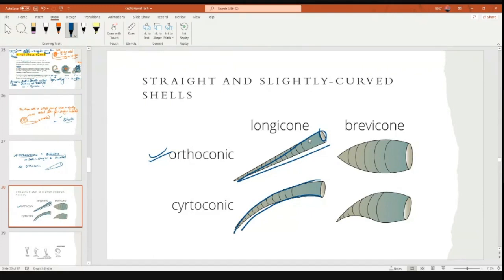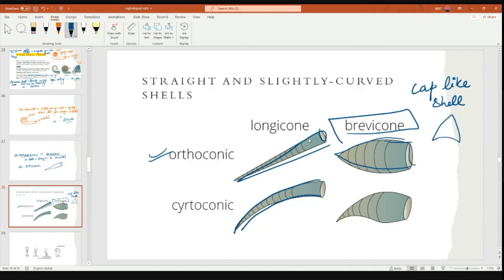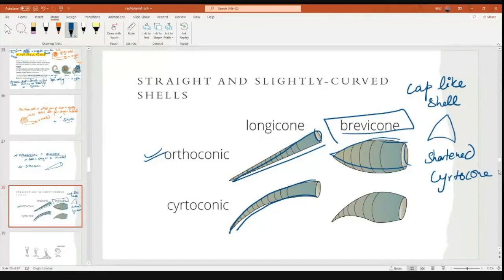So Burby cone, what is Burby cone? Generally Burby cone is cap like. Okay, cap like cell. You can see this is the cap, birthday cap, right? This is kind of a birthday cap. So Burby cone, which is cap like, or you can say shortened cyrtocone. Okay, short and cyrtocone. साइटोकोन generally curved, जो straight भी था but slight of curve.